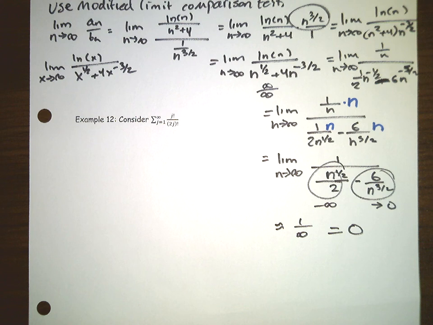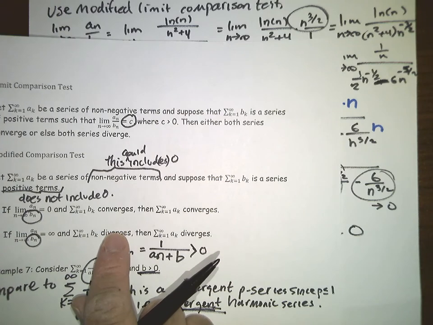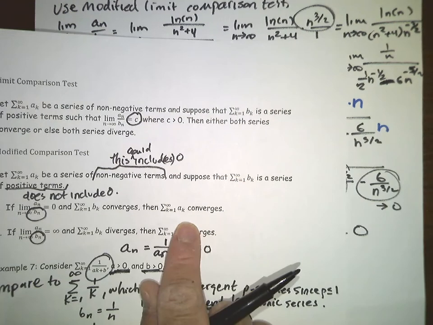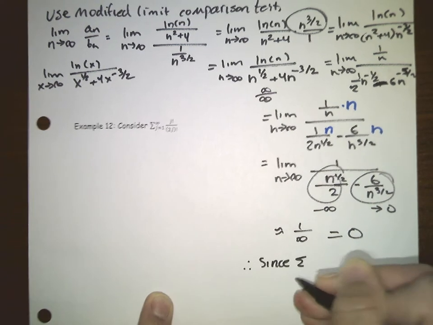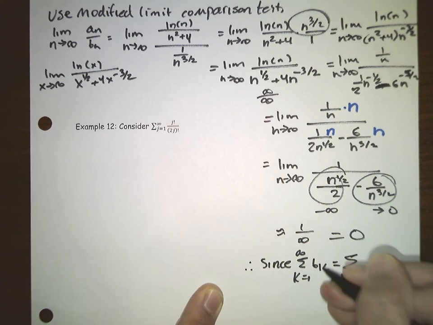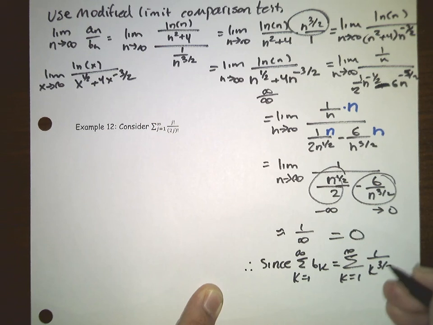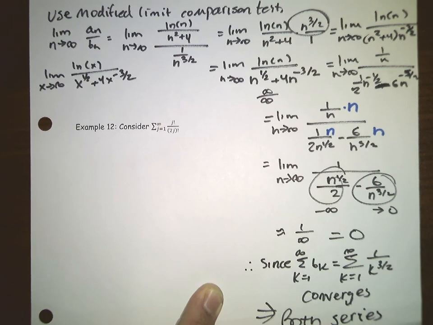It means that if you look at the modified limit comparison test, if this went to 0 and the series b_k converged, which it did because it was a convergent p-series, then that means the series a_k converges. So therefore, since the series sum k equals 1 to infinity of b_k, which was the series 1 over k to the 3/2, converges, that means that both series converge.